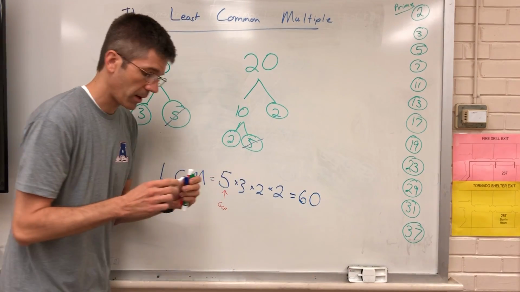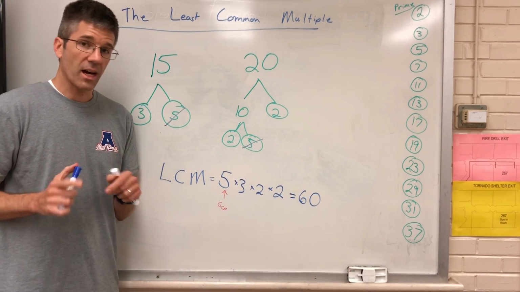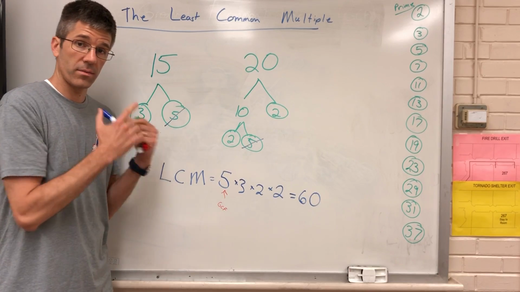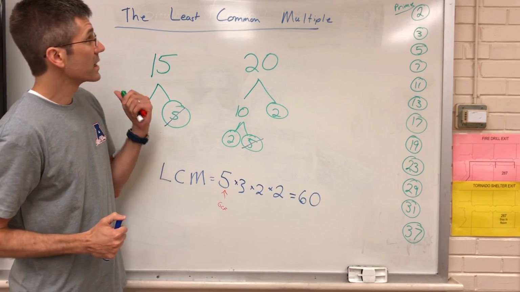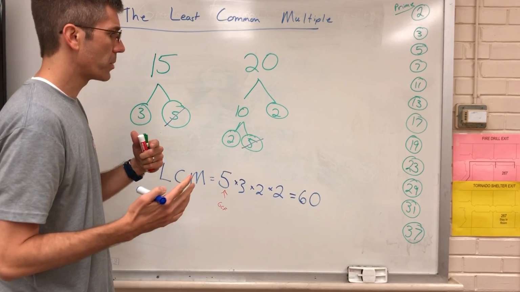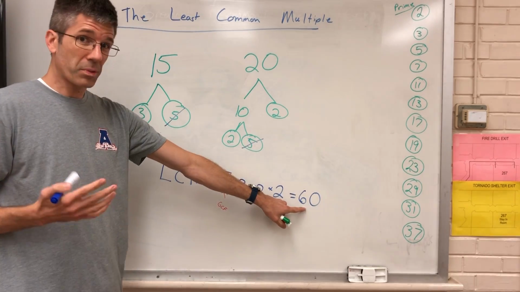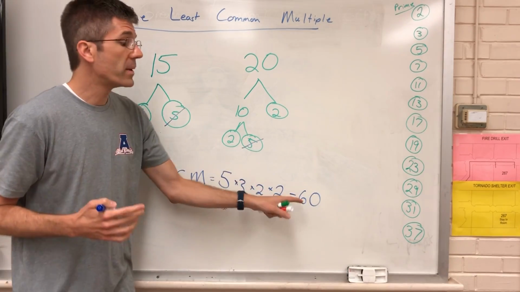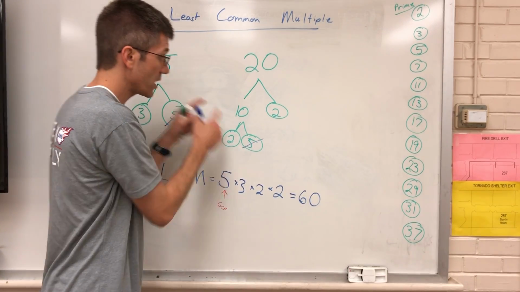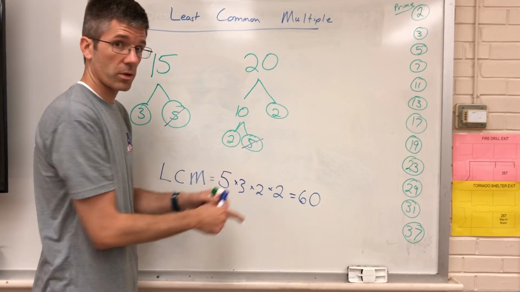All right, so let's think about this. The greatest common factor is often smaller than both numbers. The least common multiple is often bigger, which sounds a little backwards, but this is pretty big compared to those. But it is the smallest thing that 15 will go into and 20 will go into.